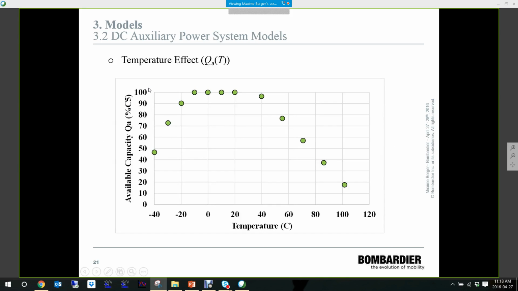Another effect is the temperature effect on the battery available capacity, and what we can see on this figure is that for very cold temperatures we have a loss of available capacity, and for very high temperatures as well.